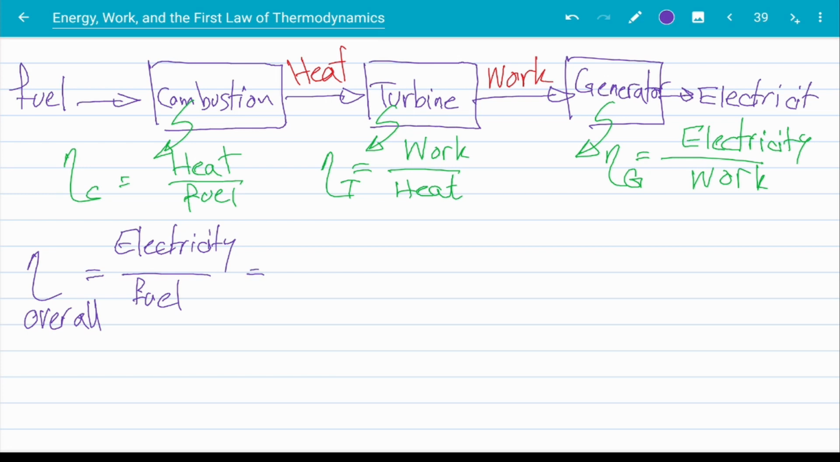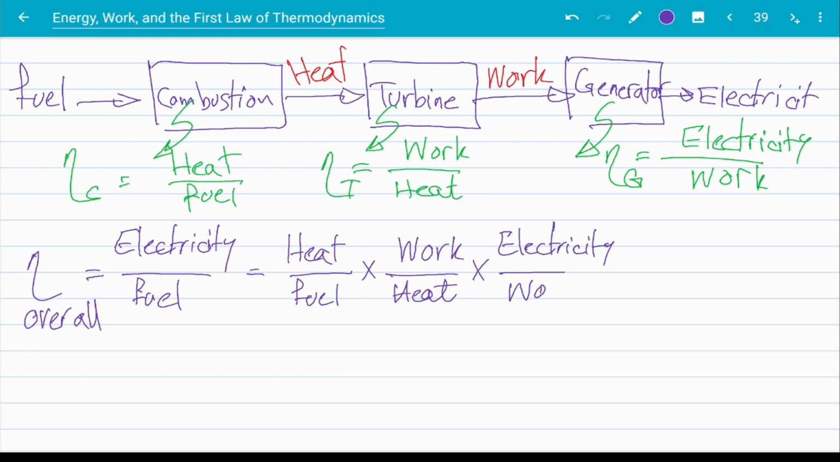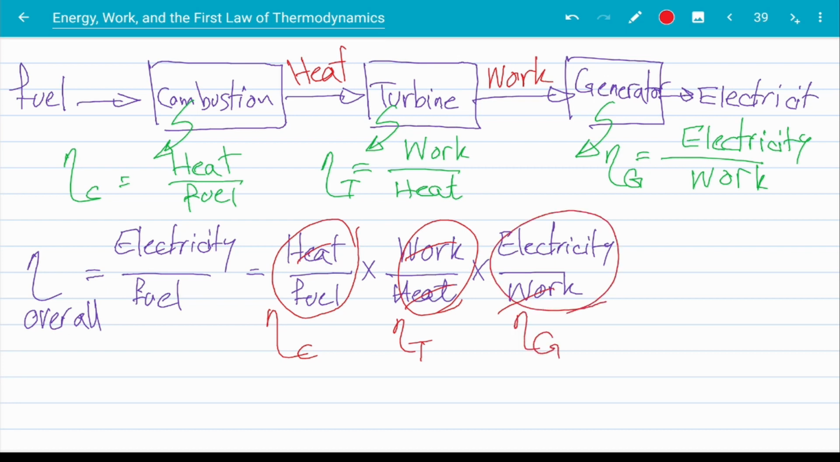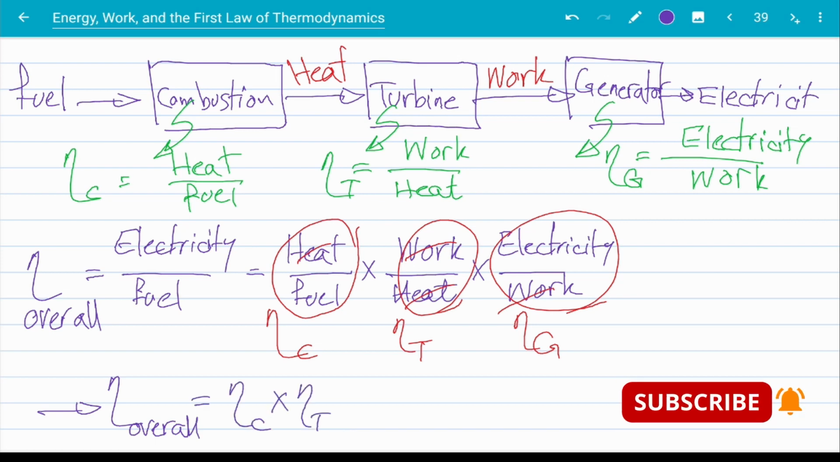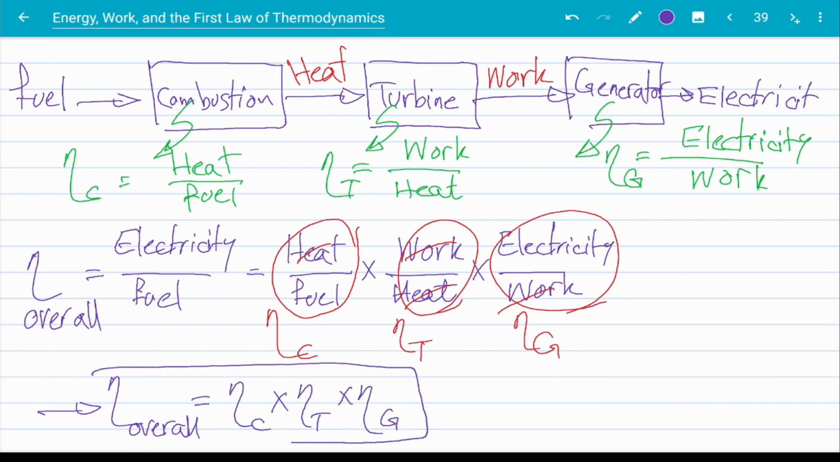Now let's do a bit of algebra here. I can rewrite this equation in this form: heat over fuel times work over heat times electric power over work. Now the numerator and denominator of these additional fractions will cancel each other, so we're good. But each of these fractions is the definition of an individual device efficiency. So the overall efficiency of our connected system is the product of all of the components' efficiencies.